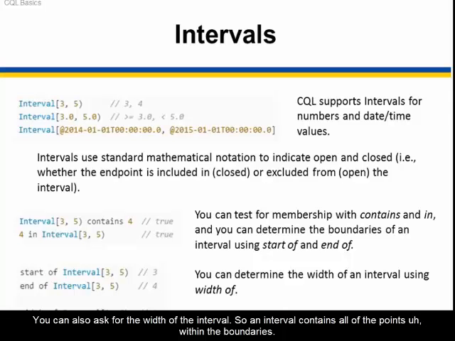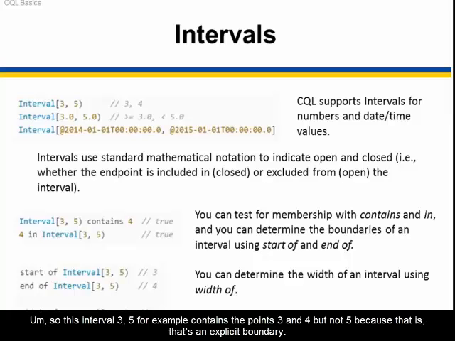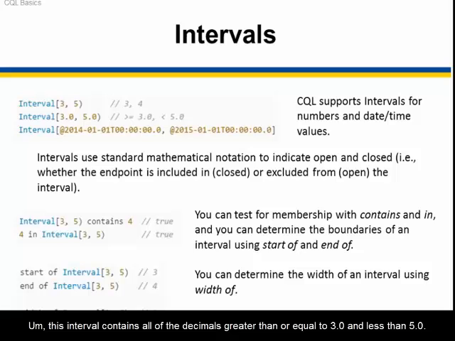So an interval contains all of the points within the boundaries. So this interval 3, 5, for example, contains the points 3 and 4, but not 5 because that's an exclusive boundary. This interval contains all of the decimals greater than or equal to 3.0 and less than 5.0.